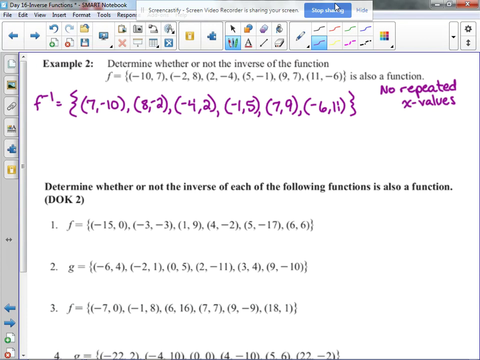So when we do that, is f inverse a function? No, because 7 is repeated. F inverse is not a function.